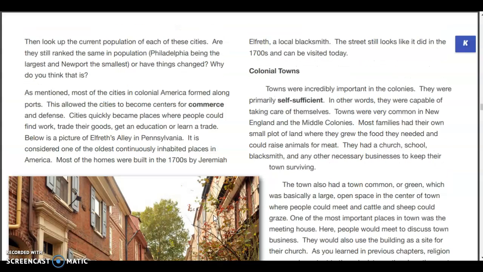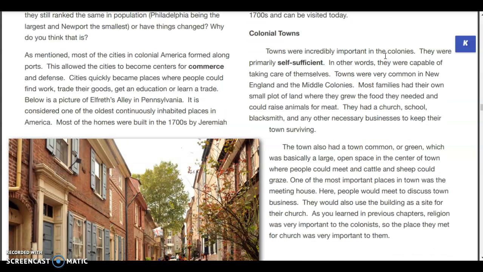Lots of buildings right in a row. Okay, so vocabulary alert, vocabulary alert. Go ahead and answer this. According to the text, what would be the best definition for commerce? Let's continue reading. Colonial towns.